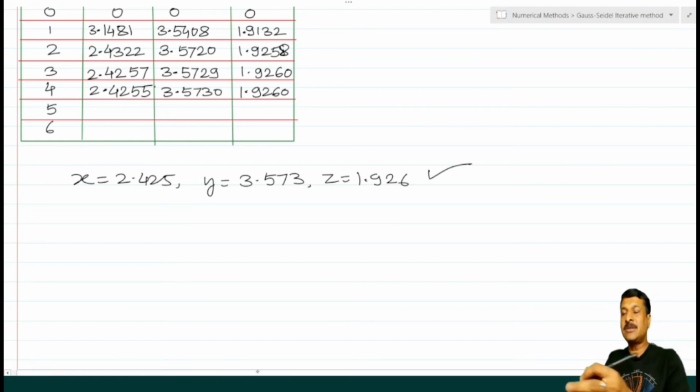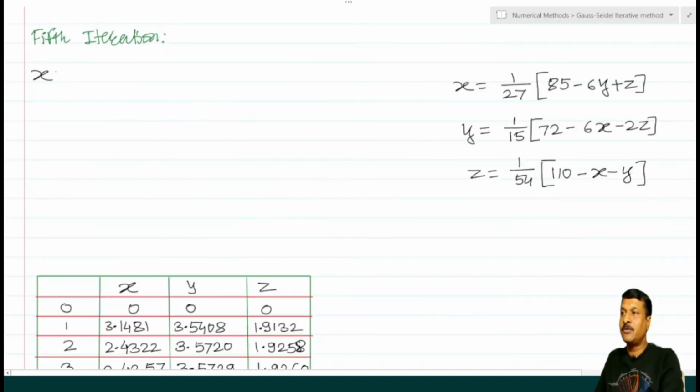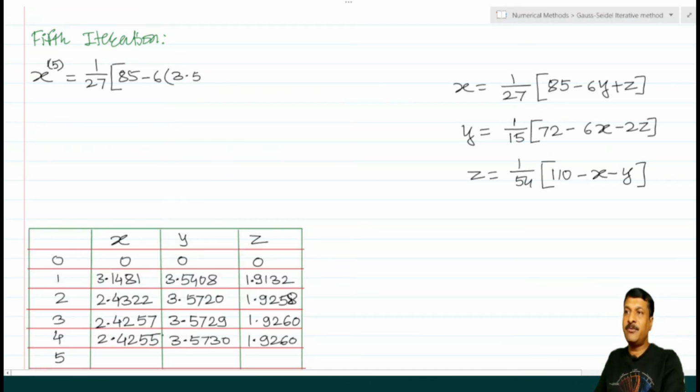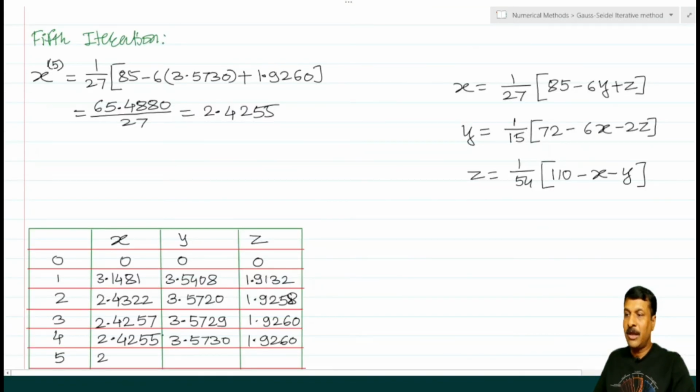But I will find the next iteration also. In the exam you can restrict your answer up to 3 digits. Okay, let's see. Now fifth iteration. So x at fifth iteration is equal to 1 by 27 in bracket 85 minus 6 times the recent value of y, 3.5730, plus z, 1.9260. So by calculator I am getting directly here 2.4255. So you can observe here I am getting the same value of x.